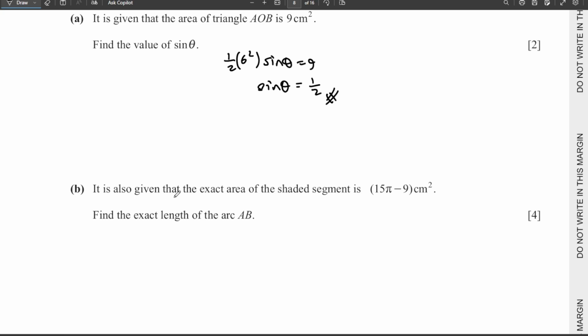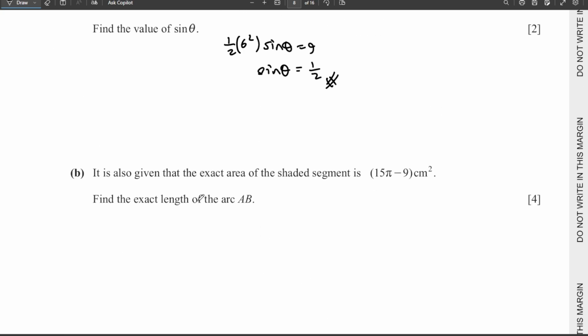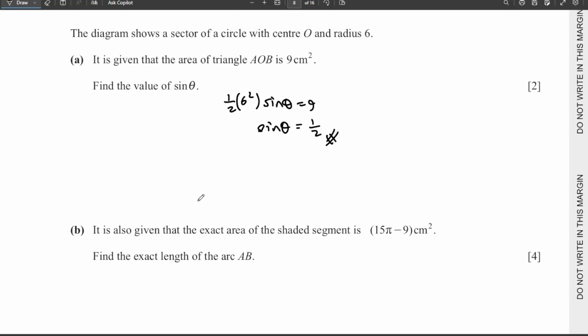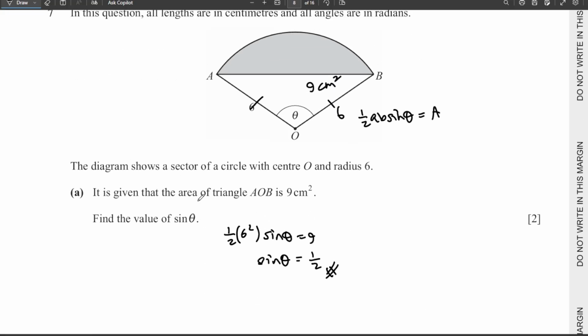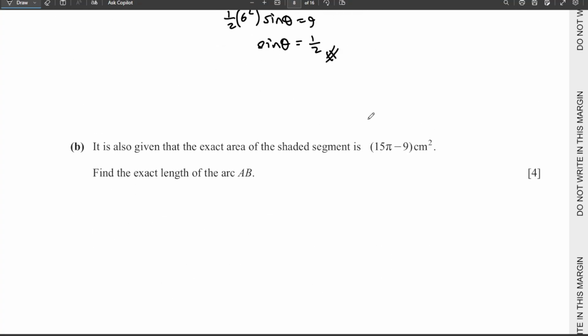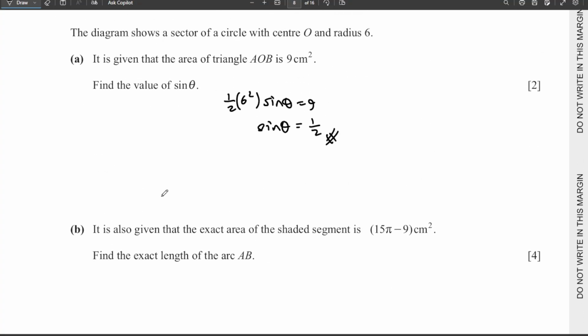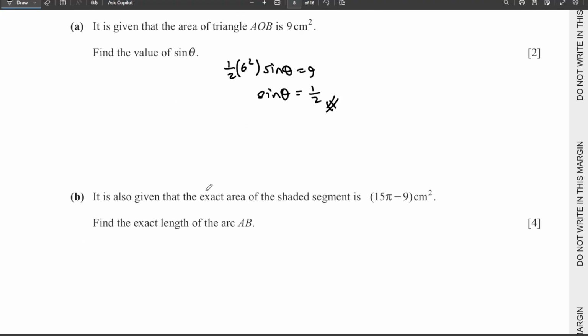And part B is given that the exact area of the shaded region is 15 pi minus 9. So find the exact length of arc AB. Alright, so this shaded area is this much. And they want us to find the arc length.